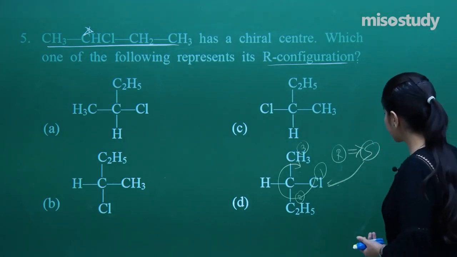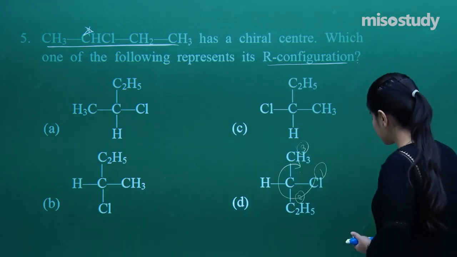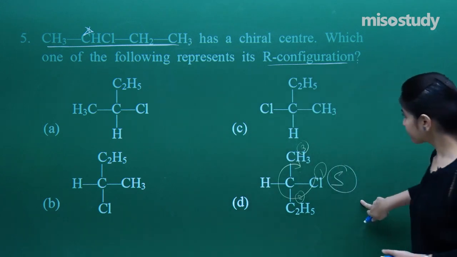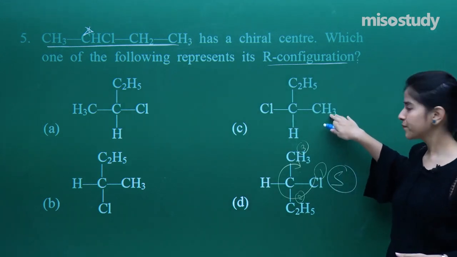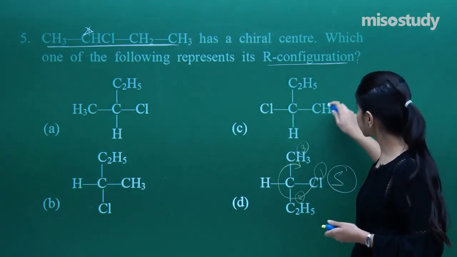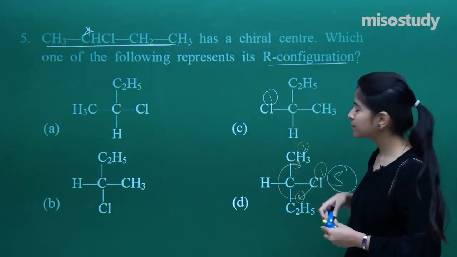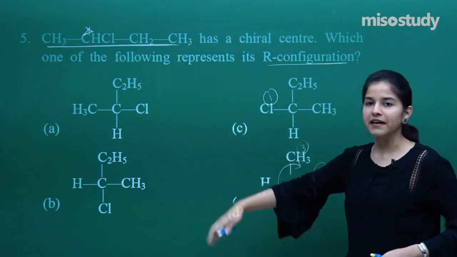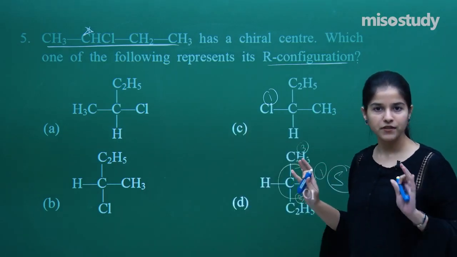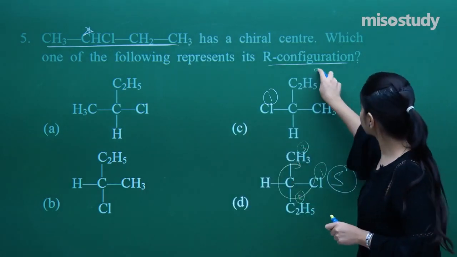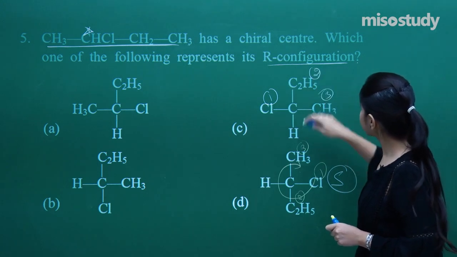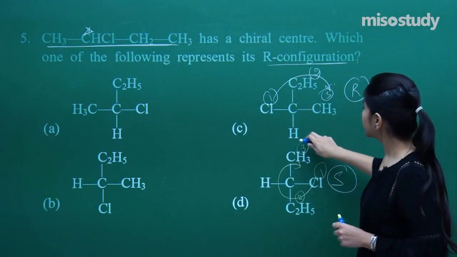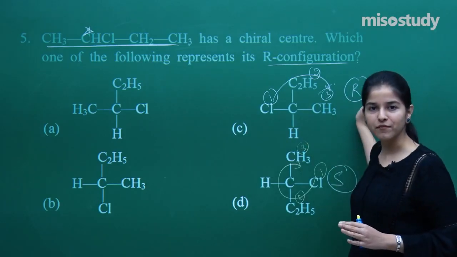So this particular compound will be showing S configuration. Clear? Let's move on to the C. So here again I need to prioritize chlorine. Once I get the priority, I can assign it quickly to each one of them, right? 1, 2, 3, R configuration. H is on the vertical, it will remain the same.